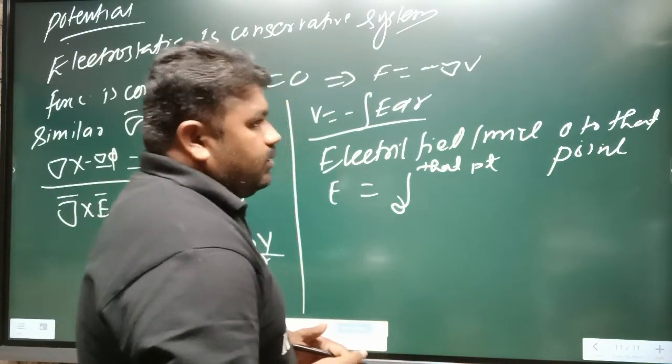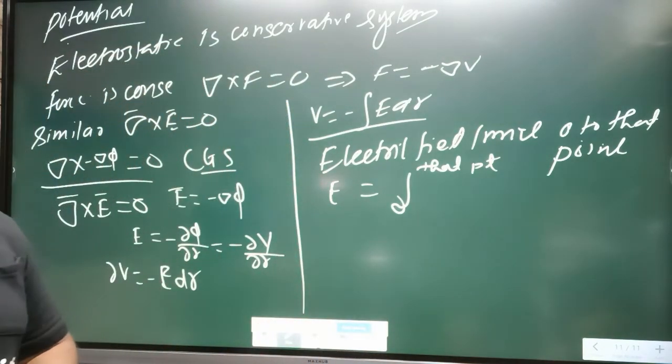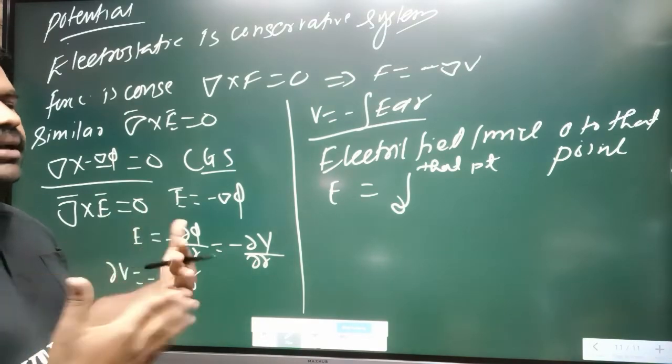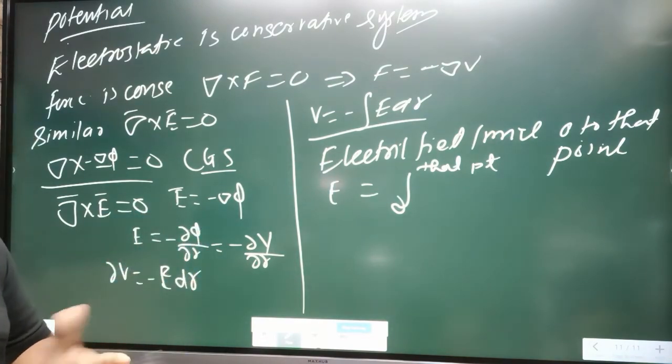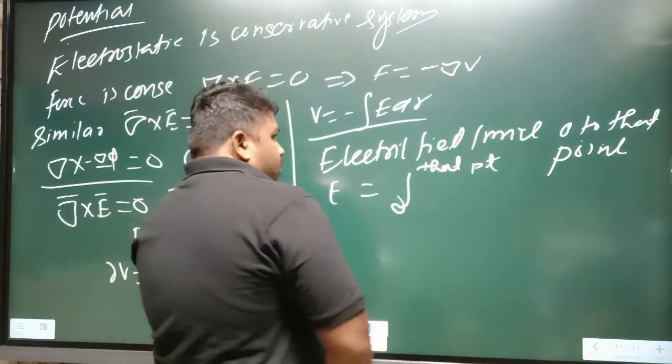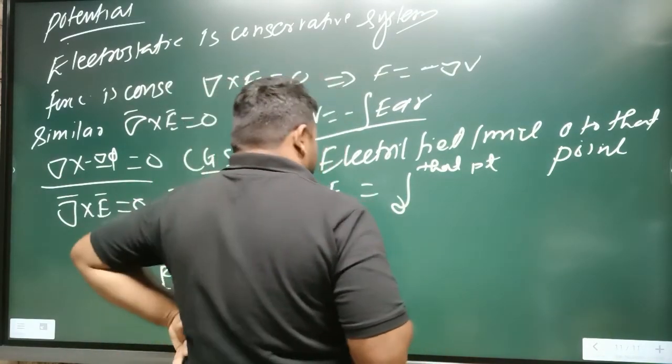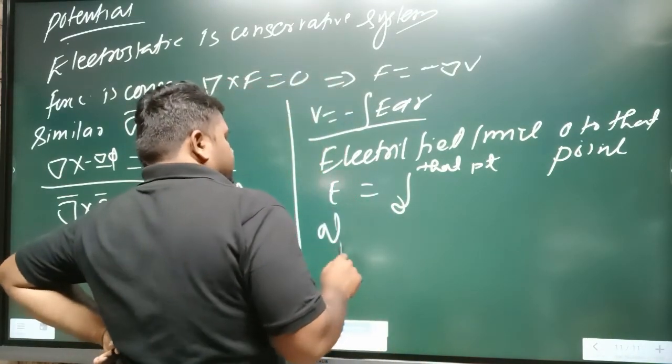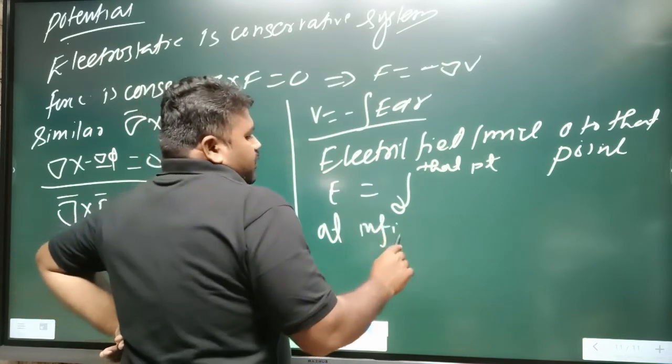But we know that at a reference point the potential is equal to 0. Yes or no? Means we can take 10 kilometer, 100 kilometer, 1000 kilometer, potential is not equal to 0. Hence we consider one point where potential is equal to 0. That point is known as the infinite point. At infinity.